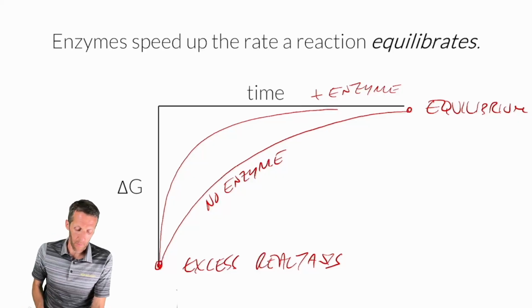But let's do a thought experiment. Let's say that we make a measurement here. We say, what is the delta G at time t?